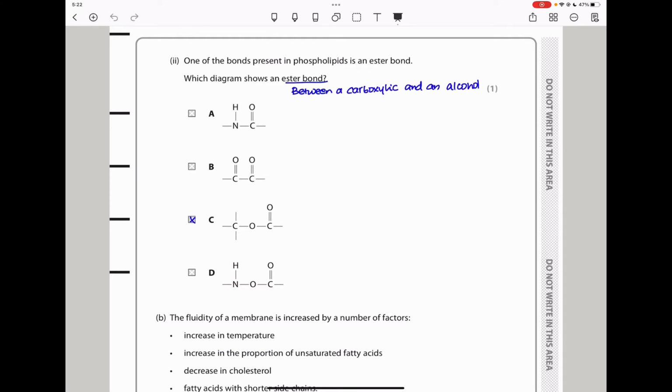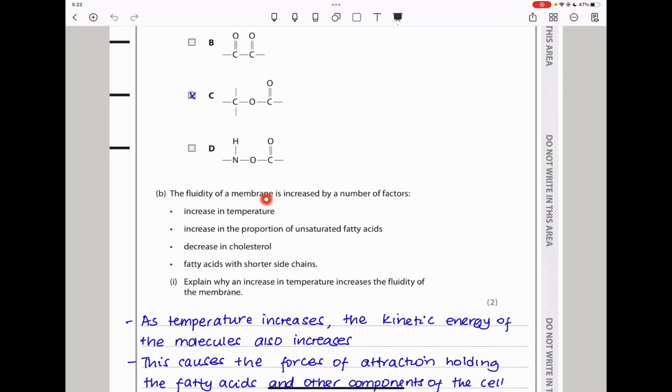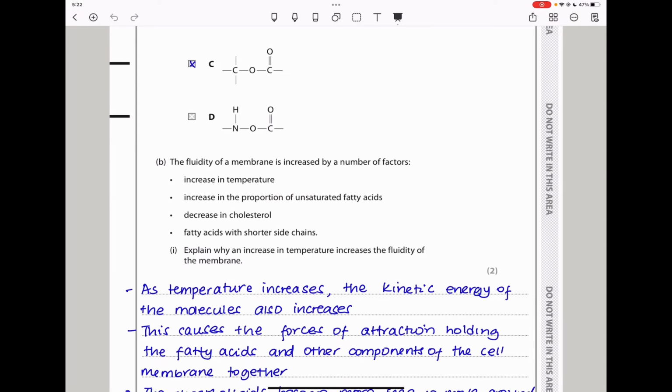So the only answer is this part could be a carboxylic acid and this part here could be an alcohol, and that is an ester bond. Moving on, they say the fluidity of a membrane is increased by a number of factors. One is increase in temperature. The other is increase in the proportion of unsaturated fatty acids. There is a decrease in cholesterol and fatty acids with shorter chains. All these factors here are increasing the fluidity of the membrane.